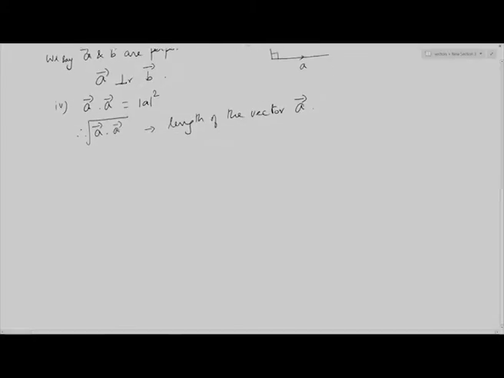So, if I want to find the length, immediately I can take the dot product and then take the square root. The length has to be positive, therefore, we take the positive square root. So, that gives the length of the vector A.